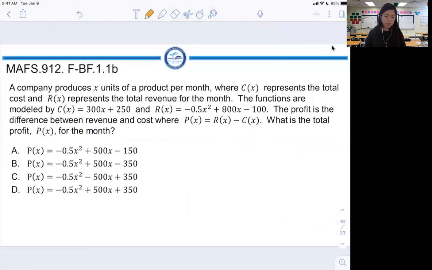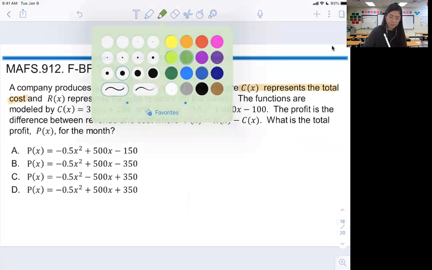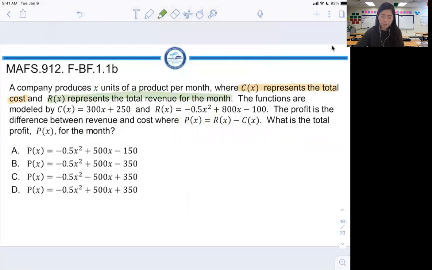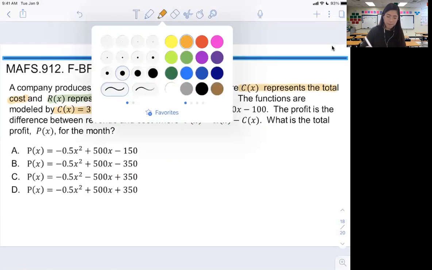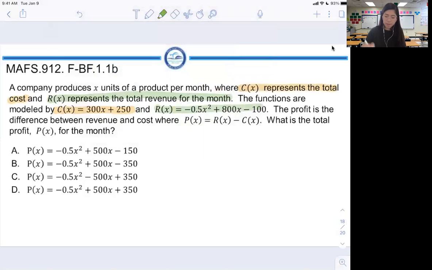Almost there. These are pretty easy as well. I'm going to read it quickly, okay? A company produces X units of a product per month, where C of X represents the total cost. I'm going to highlight some things. And R of X represents the total revenue for a month. The functions are modeled by C of X equals 300X plus 250, and R of X equals negative 0.5x squared plus 800x minus 100.